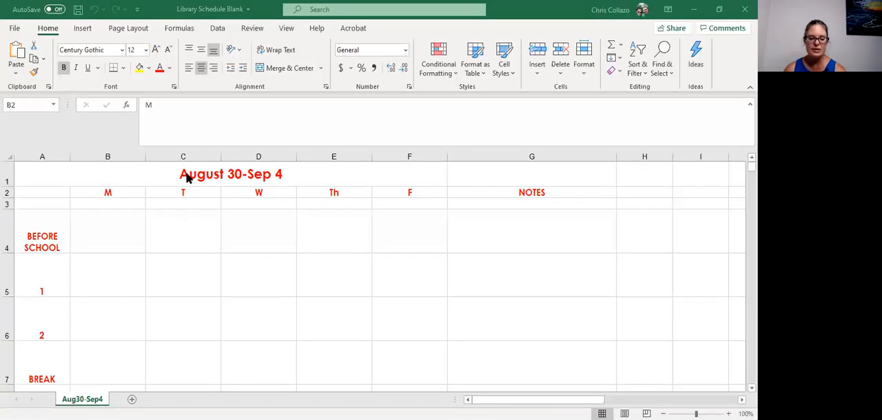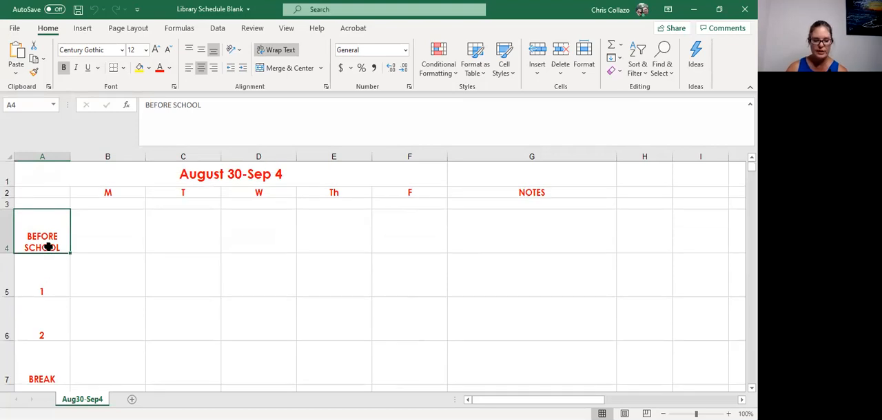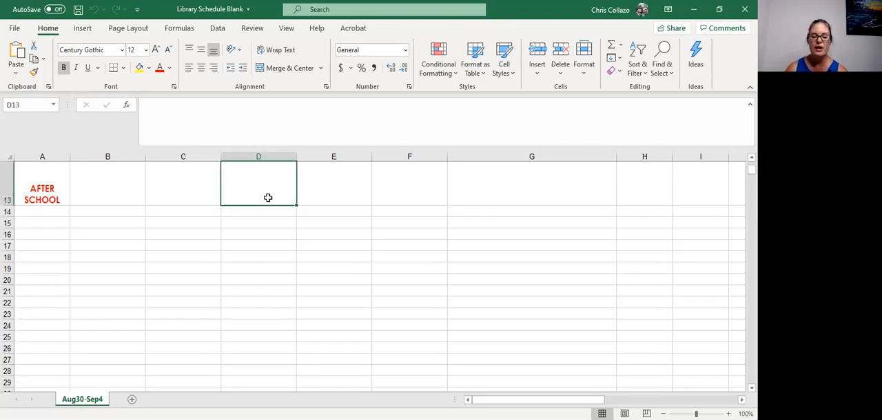So this is the blank schedule, and you can see it's just the week date at the top, and then I have the days of the week and a section for notes at the end. And then down this side, I have the before school and then the different class periods. We had a 20-minute break. This was at my school in Shanghai. Then we had 2 more classes, and then we had lunch, and then we had 2 more classes, and then after school.